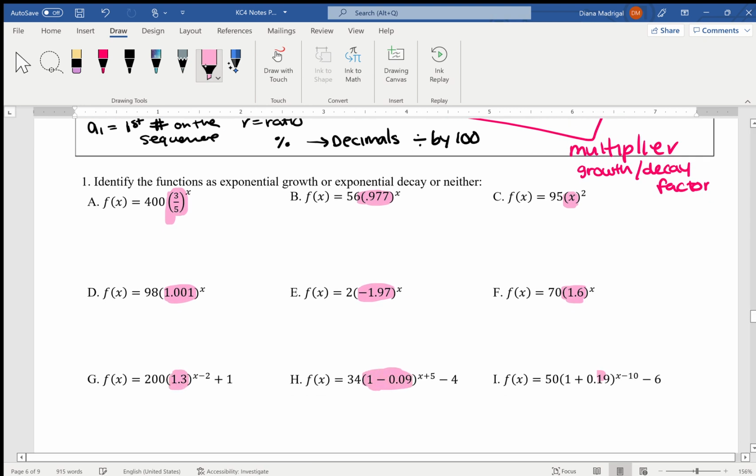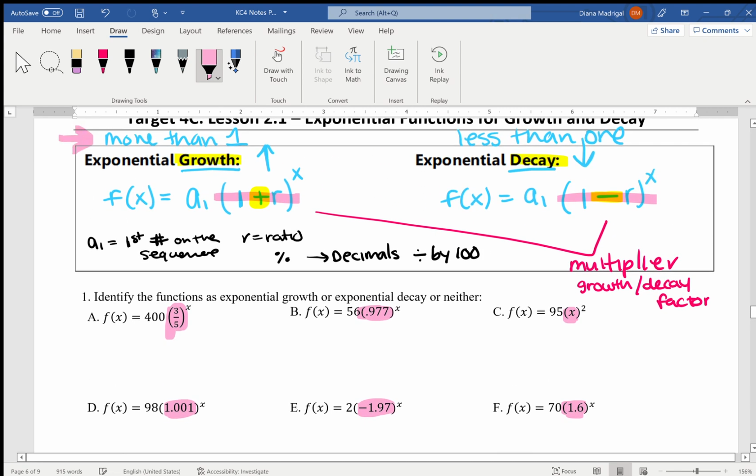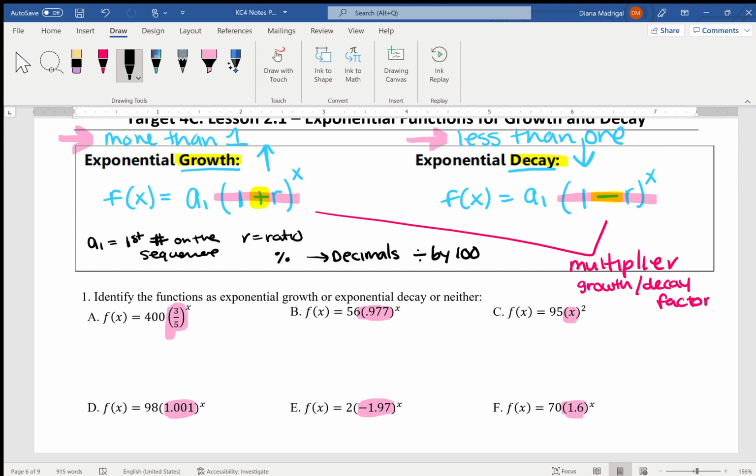And again, how do I know if it's growth? When it's more than 1, okay? Or less than 1 when it's decay, okay? That's it. So if you have a fraction, like for example, question 1a, you have 3 over 5. You need to get that into a decimal. If you divide 3 divided by 5 on the calculator, you actually get 0.6. 0.6 is less than 1. That means that this is a decay. Next one, the number inside the parentheses is 0.97. That is less than 1, so it's decay.